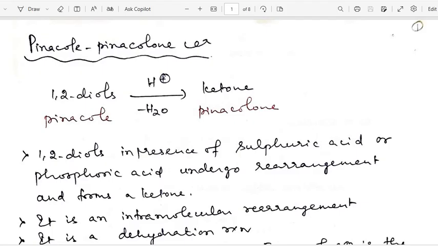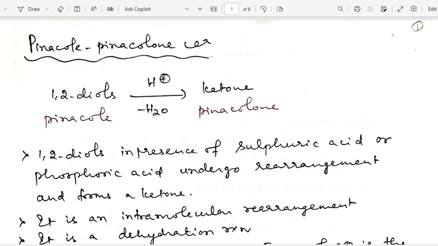What is Pinacole-Pinacolone rearrangement? 1,2-diols, which are also called pinacole, in the presence of sulfuric acid or phosphoric acid, undergo rearrangement and form a ketone, which is also called pinacolone. This rearrangement is called Pinacole-Pinacolone rearrangement. That is, 1,2-diols will get converted to ketone in the presence of acids.